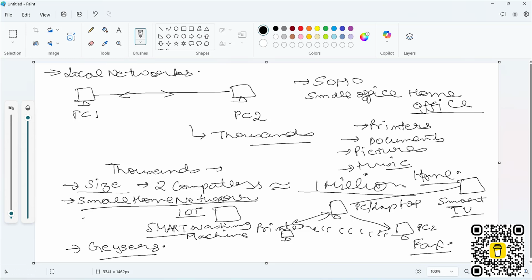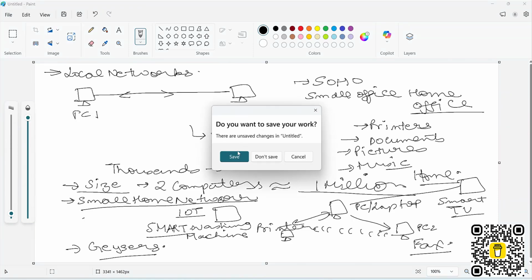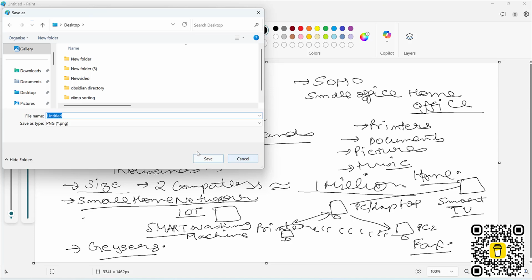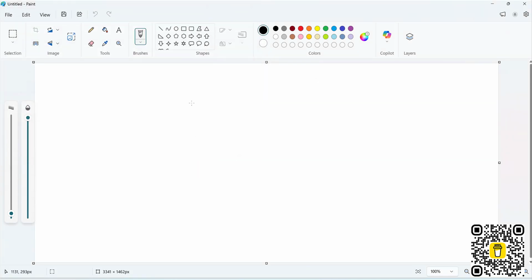So there are many other things as well, but this is the basic small home network which we are talking about. Then the second thing which comes into this picture, let me save this also. The second thing which comes into this picture is the small office or home office, right?